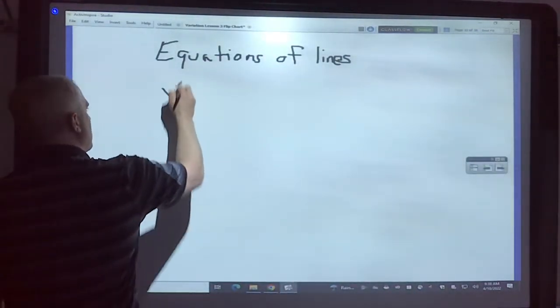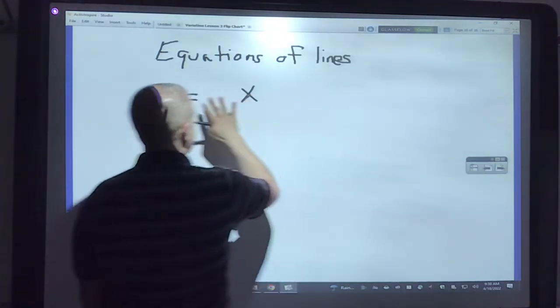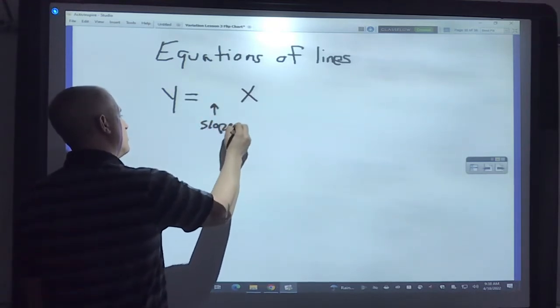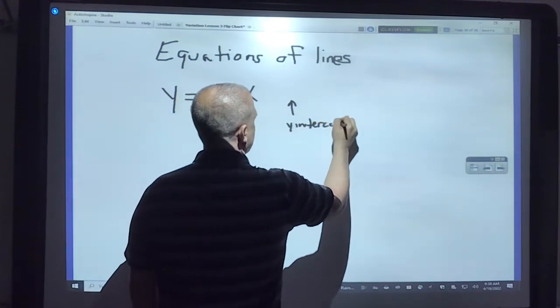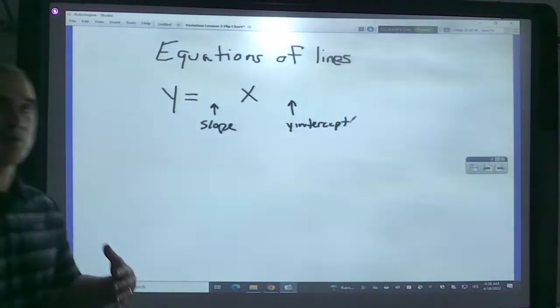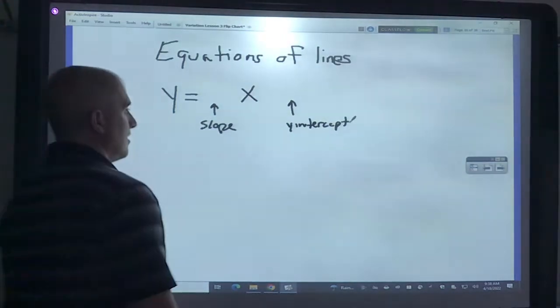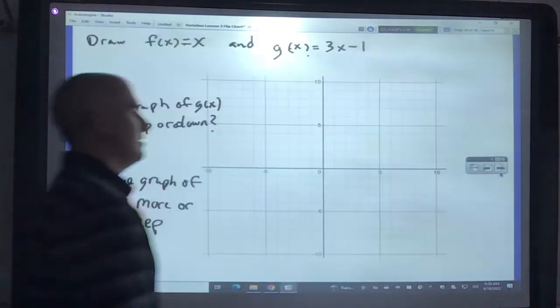All right, let's talk about equations of lines, okay? When I make an equation of a line, okay, it's y equals with an x, the slope goes here, the y-intercept goes here. Remember, the y-intercept is where it crosses the y-axis, okay? All right, so that's important, okay? That's going to be important for us, all right?